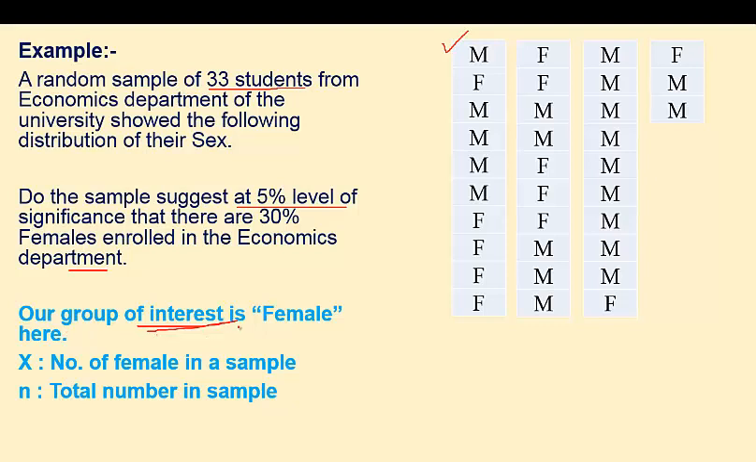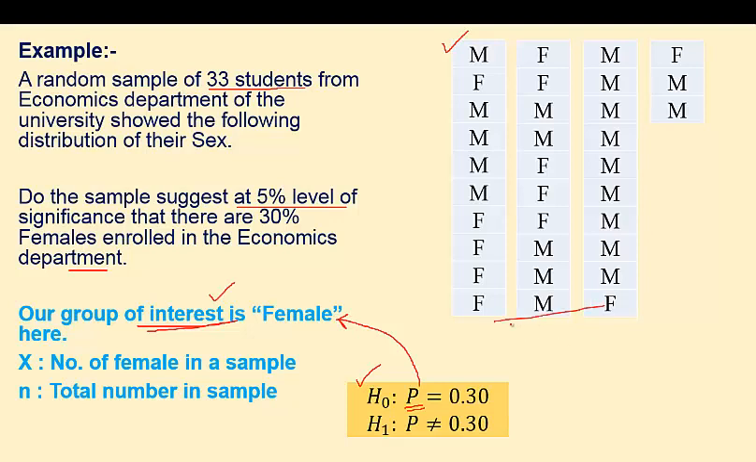So in this case our group of interest is female. This is really important here, that our group of interest may act as our success category, and our sample proportions will be calculated according to that, and our hypothesis will also be according to that. So let us just see the hypothesis right in here. In this case, P stands for proportion of females. So again this P will come from the group of interest.